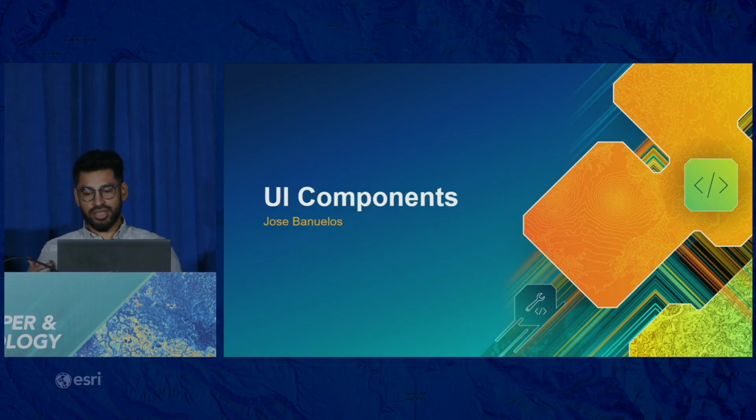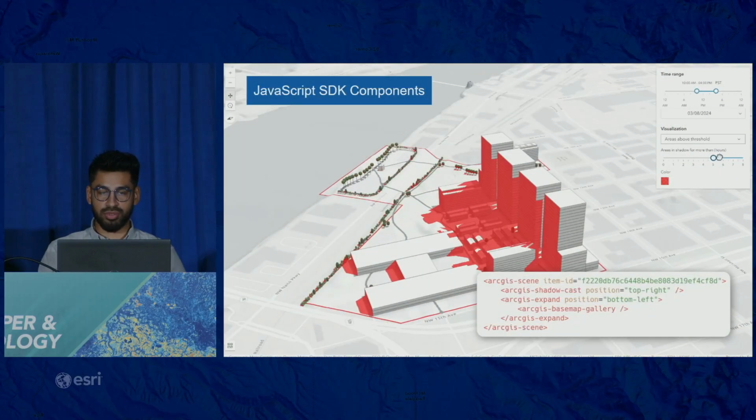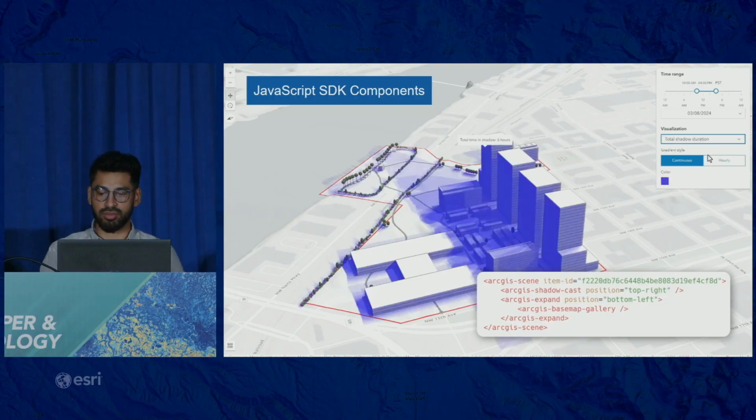So in addition to the map component, zoom, and legend that we also saw, there are additional components that allow you to bring in several different capabilities encapsulated within these components. Here we have an example of our shadow cast and our base map gallery added to the scene component.